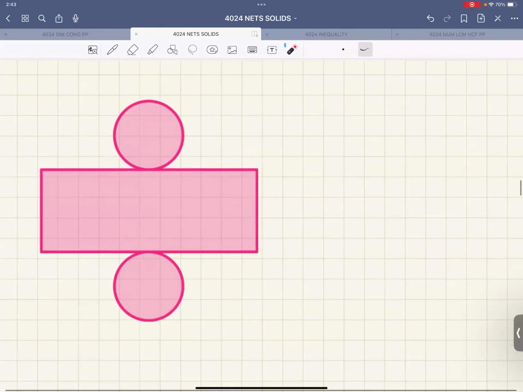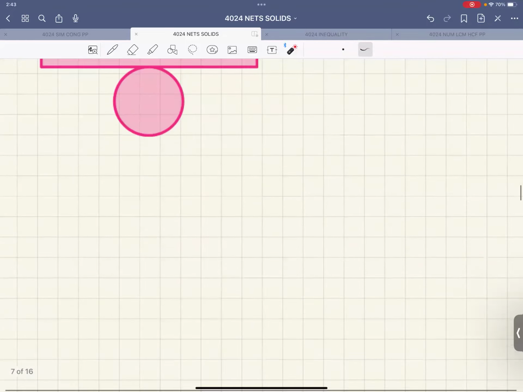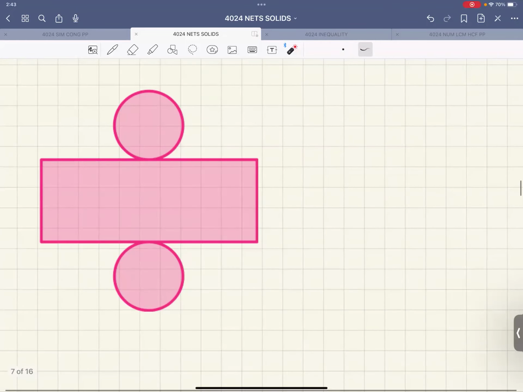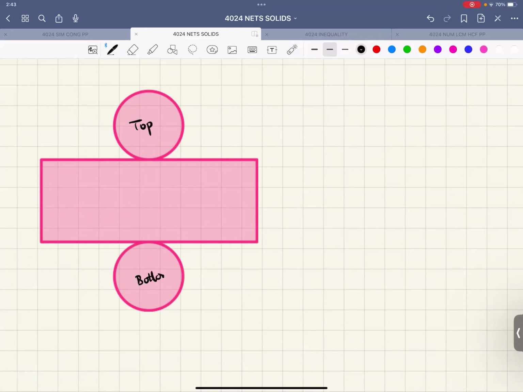What is this? This is a cylinder. This is the top of the cylinder. This is the bottom of the cylinder. This is the curved surface area, which is rolled out to make a rectangle.